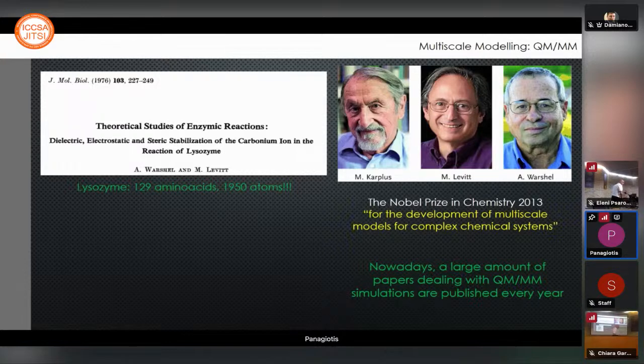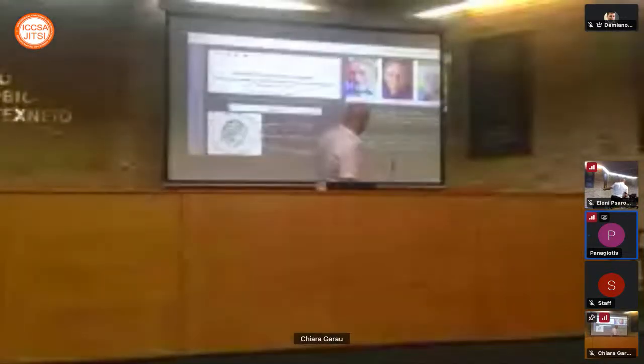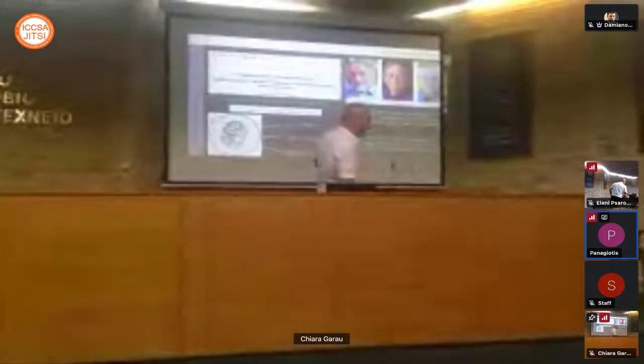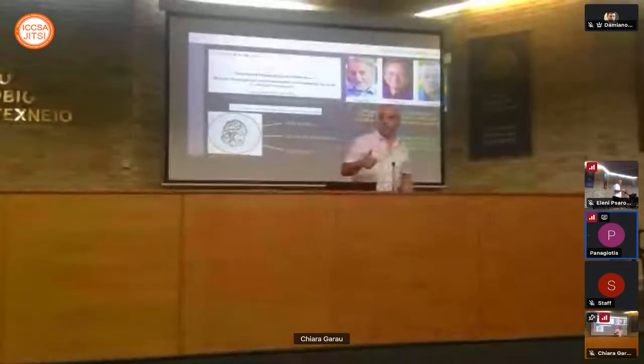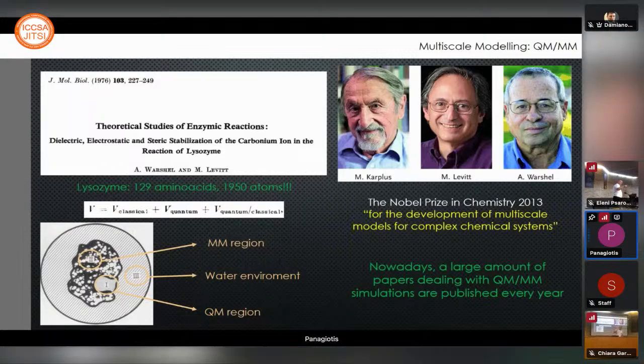So the strategy they followed to investigate the full system was a divide and conquer strategy, where they divided the total system, the full system, into 3 regions. The target region, including the carbonium ion and the nearest atoms from the lysozyme macromolecule. The second region, including the rest of the atoms from the lysozyme molecule, and the environment, in this case, the water environment.